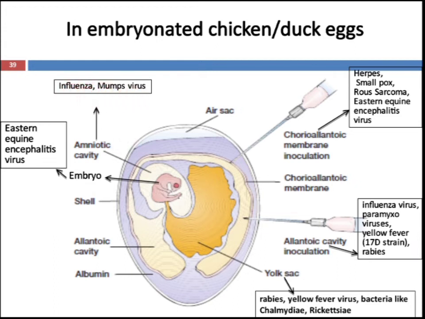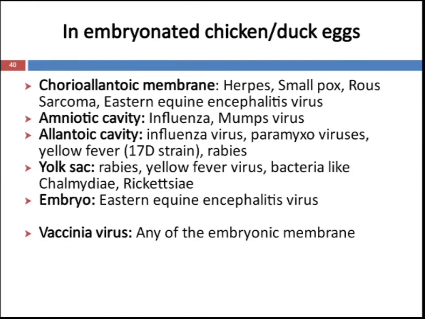After 2 to 9 days of inoculation, the virus will be cultured or multiplied in this area, and that can be separated for the different purposes. So these are the different parts of the egg and their respective viruses which are inoculated.